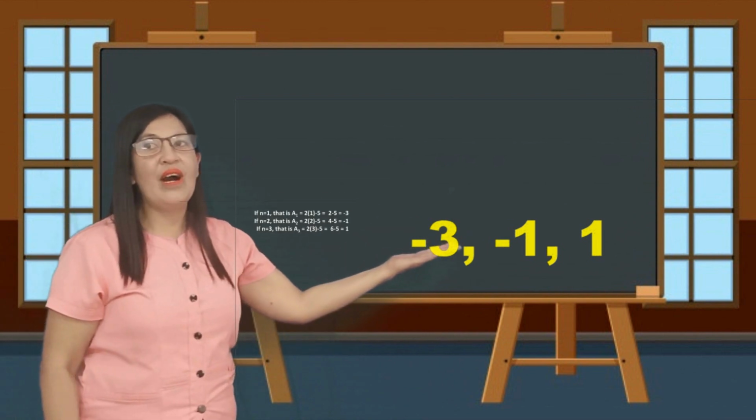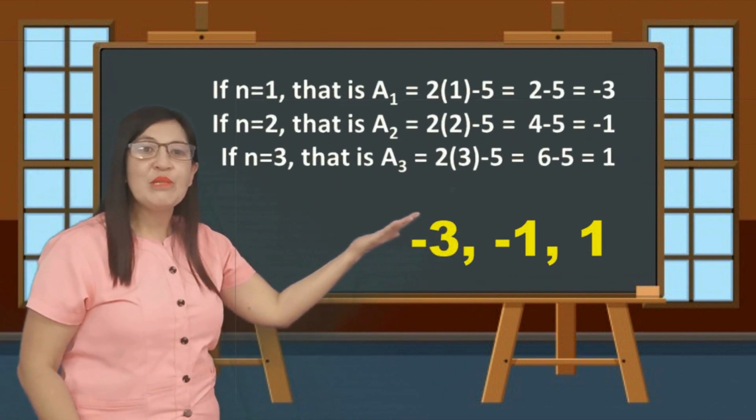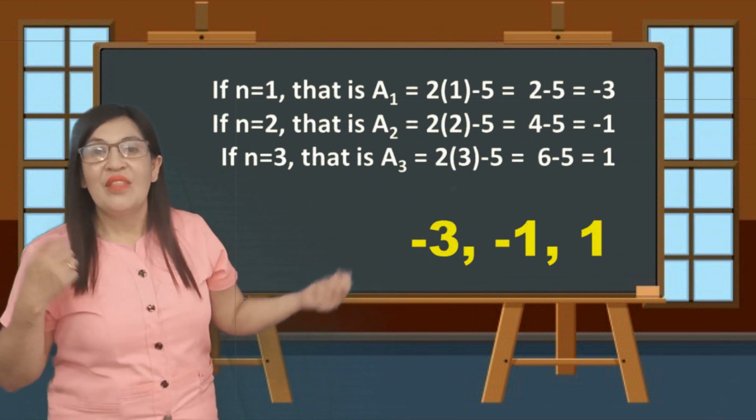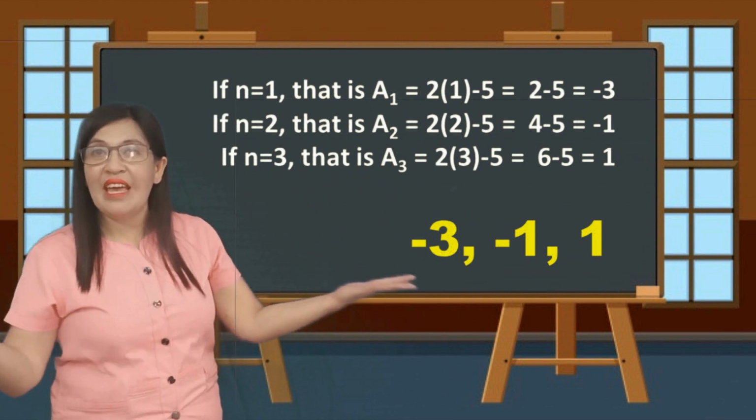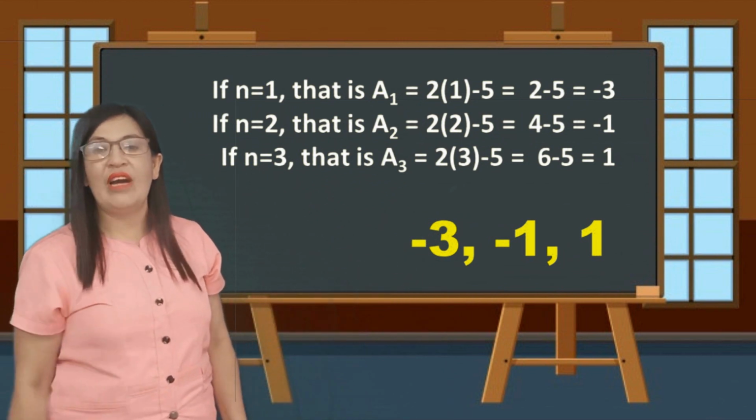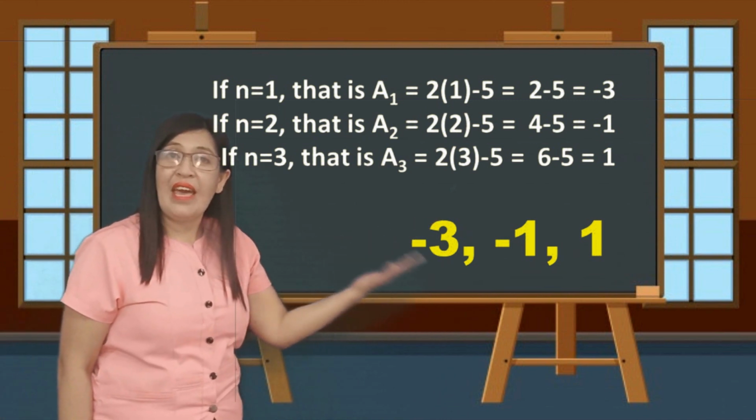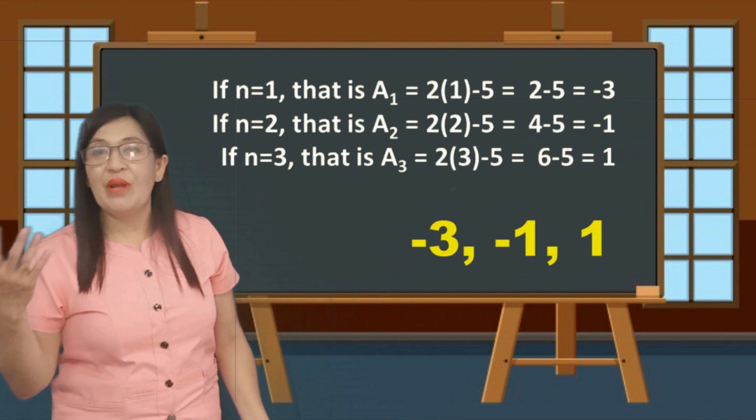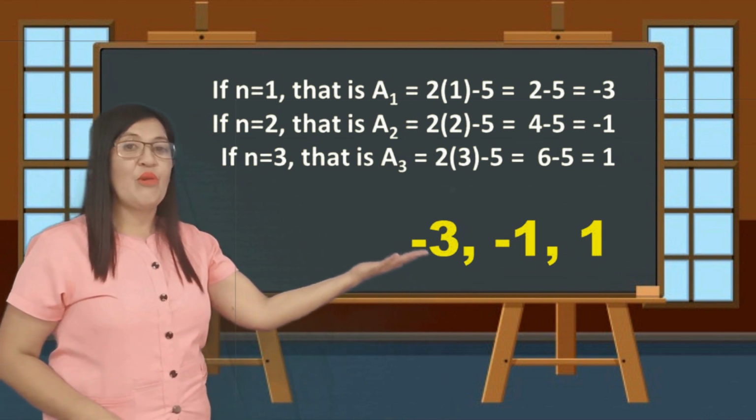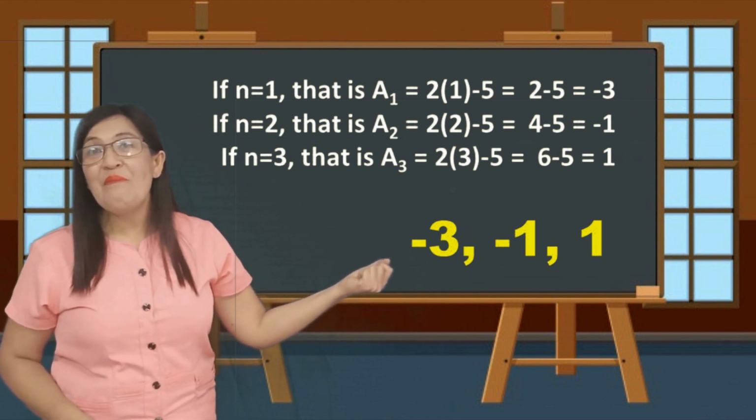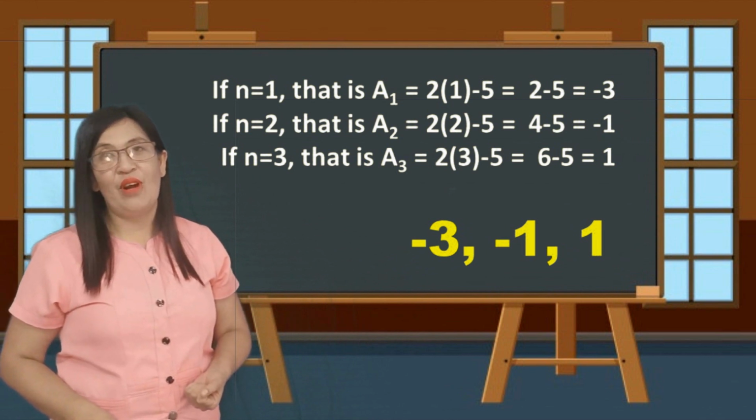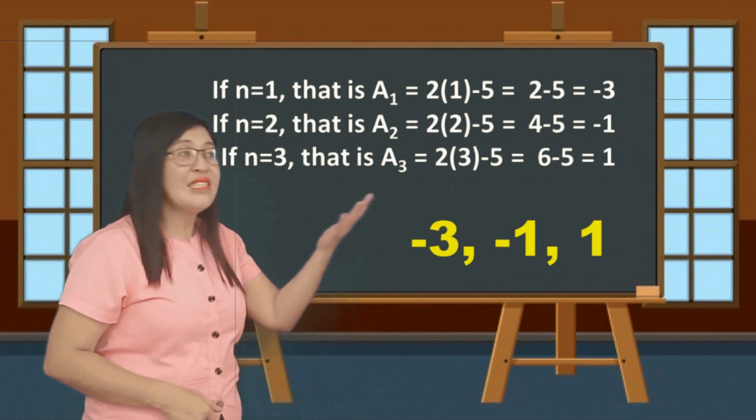If n equals 1, that is 2 times 1 equals 2, then 2 minus 5 equals negative 3. So a sub 1 is negative 3. How about if n equals 2? You will get 2 times 2 equals 4, then 4 minus 5 equals negative 1. So a sub 2 is negative 1.